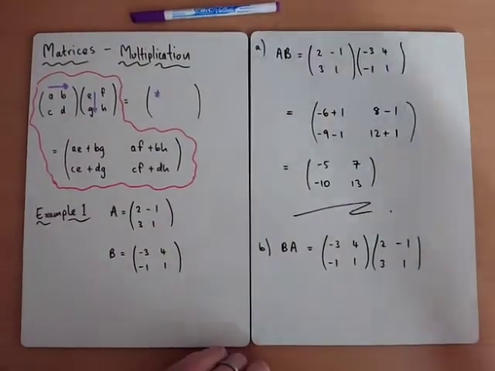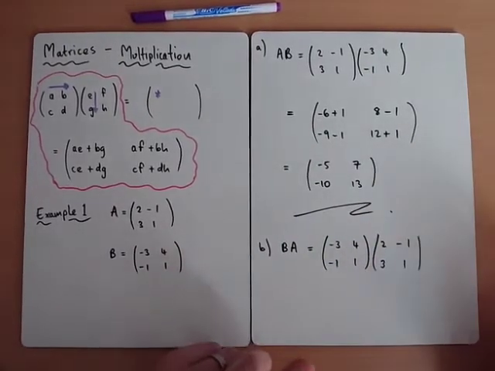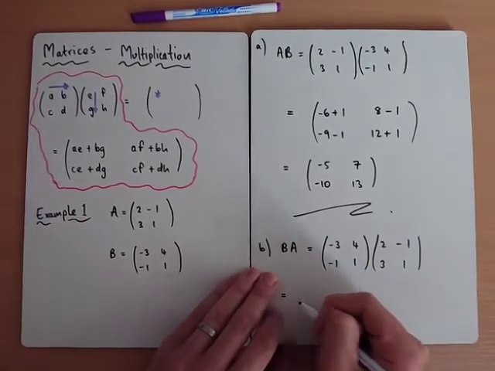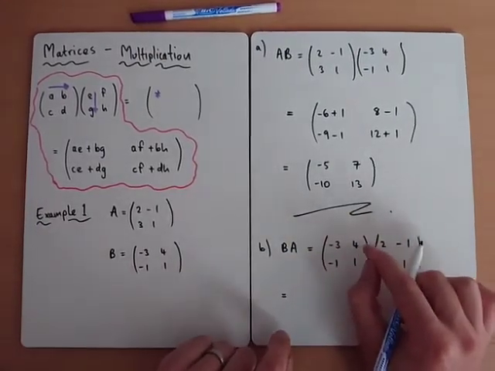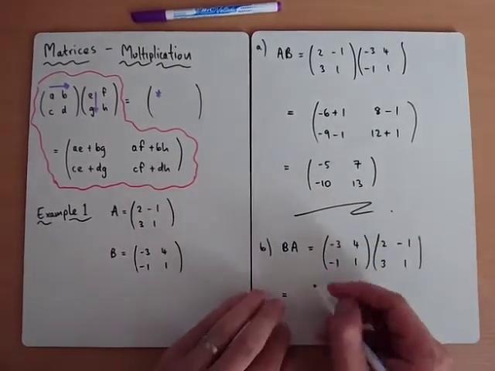Okay, so part B, we're going to do it the other way around. So we're going to do B times by A. Now you might think, well, when we multiply two things, it doesn't matter what the order is, but let's see what happens. Okay, so first row, first column, so that would be minus 6 plus 12, so that would be 6.